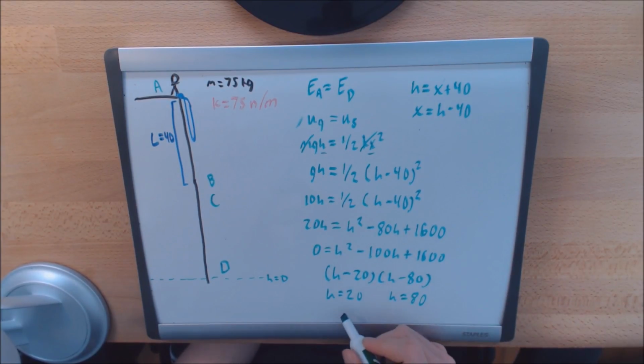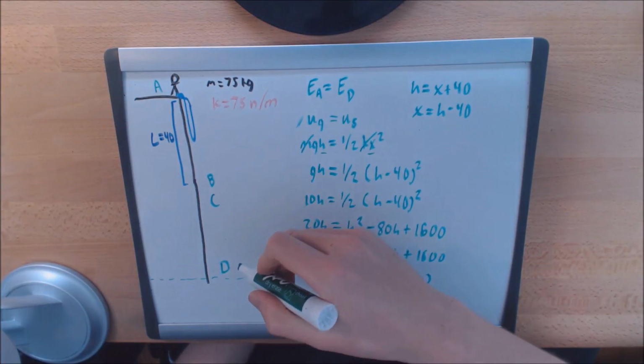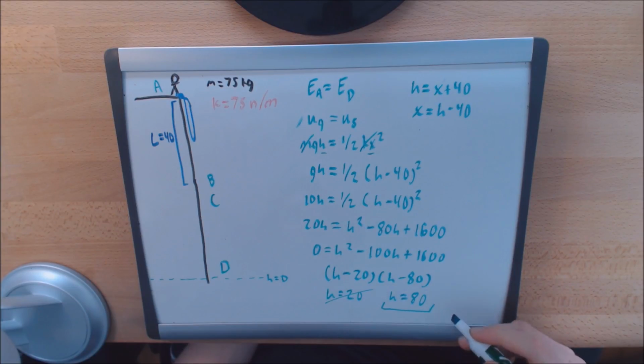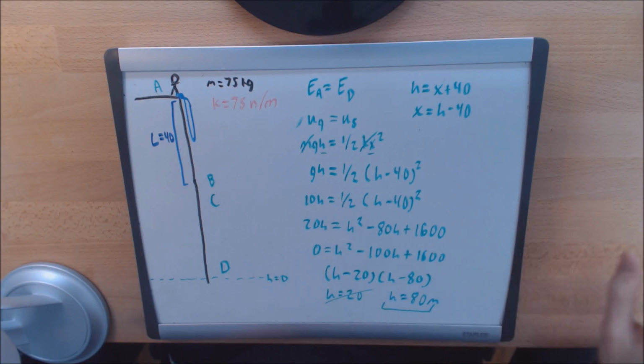One of these we can throw out as just wrong, because we know the total h is going to be at least 40. So we know this one is wrong, and we know that our true h is actually going to be 80 meters. So that's how far he's going to fall before he stops.